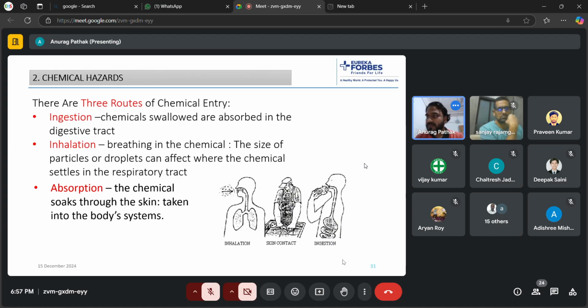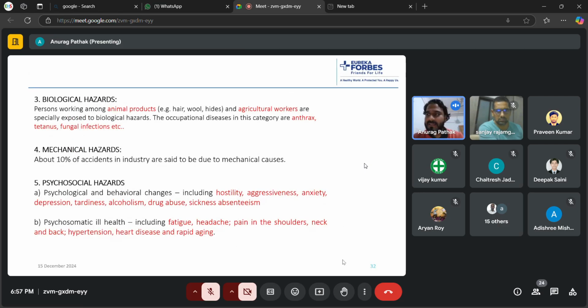Understood? If you have any confusion, please let me know. Fine. Biological hazards are those hazards generated with the help of animal products. Mechanical hazards are those caused by mechanical things like a fan. You are aware of this. Psychosocial hazards are things like depression, alcoholism, and drug abuse. These are called psychological hazards. Okay.